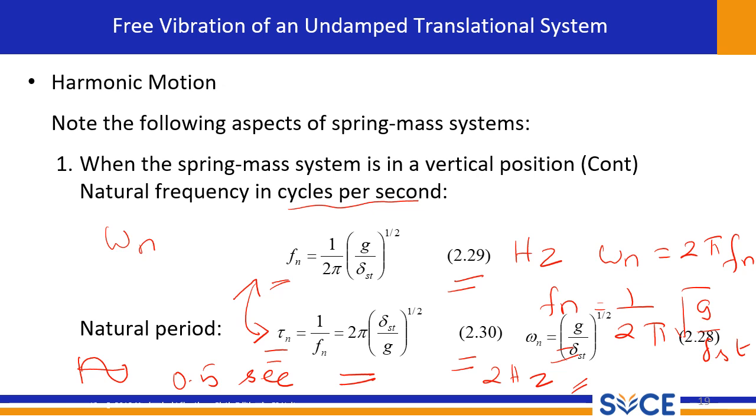Now we have three ways to characterize natural frequency of a spring mass system. One is circular frequency, another one is natural frequency in cycles per second, and the third is natural period. They are all related to one another and also depend on the static deflection, delta static, and acceleration due to gravity.